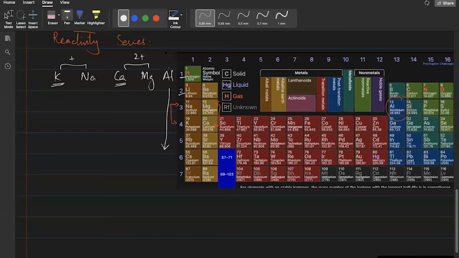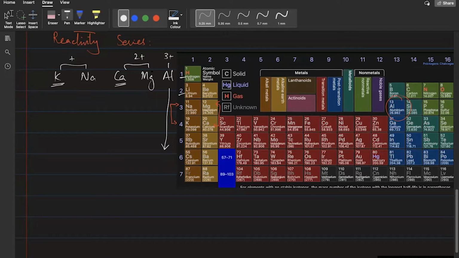And this one is in group 3, so it's going to get plus 3 charge. Okay, so potassium is bigger and has 1 electron that it has to lose. Sodium is not that big, but it has just 1 electron to lose. So that shows that potassium and sodium will both be more reactive than everything else. Why? Because they just need to lose one electron. The others have 2 or 3 electrons that they need to get rid of. But potassium and sodium just have one. So that means they are going to be much more reactive than everything else.